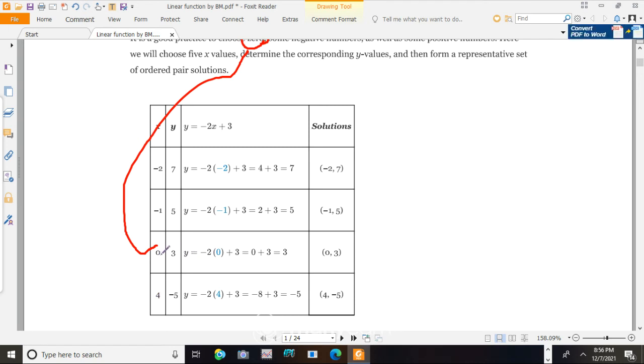So when you substitute 0, this term will be 0, and the remainder is 3. So 0 and 3, what is it? It is the y-intercept, because at the x value of 0 we get the y value of 3. So 0 and 3 is the y-intercept.